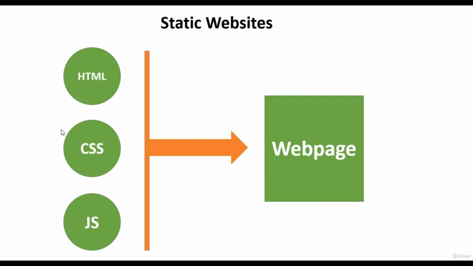For example, a portfolio site is a static website because the user data is always static; that is not going to change. Okay, so this is the example of the static websites, like a portfolio. Next we have dynamic websites, which are the most important ones. In dynamic websites, the data changes every time.